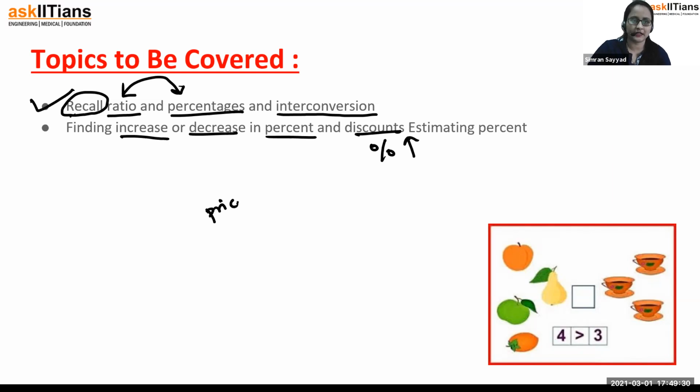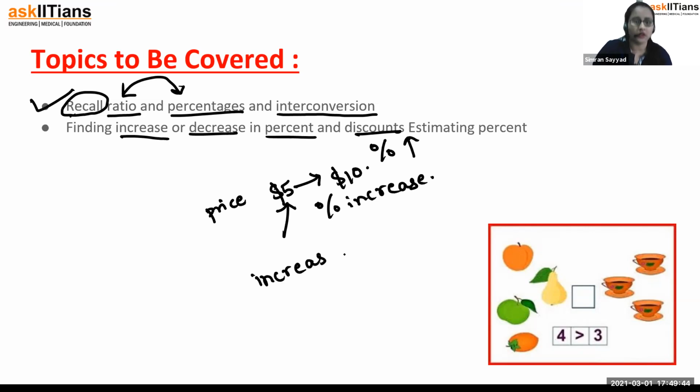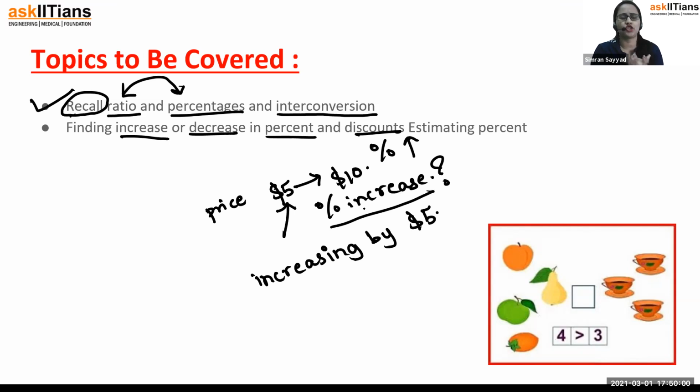You might have gone through questions like this: if a price is $5 and it increases to $10, what is the percent increase? You know that it is increasing by $5, in dollars. But they ask us what the percentage increase is. So how do we do that? We will be discussing that also. For today, you can consider that we will just be recalling ratios and percentages.